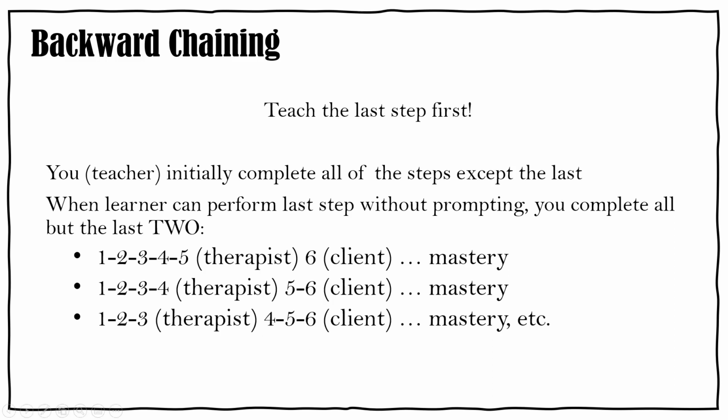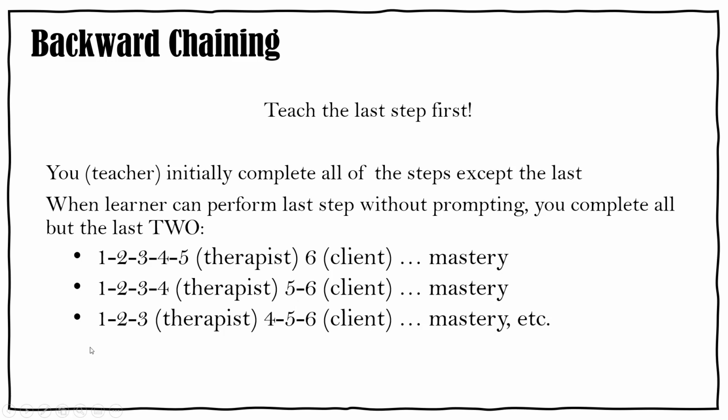So if your learner is learning 1, 2, 3, 4, 5, 6, how to put that sequence together, then you as a therapist would prompt 1, 2, 3, 4, 5, and then you would start to teach 6, and you would fade that out until the client says 6 on their own and makes that independent response. And then you're going to go to the second to last step. So you're going to prompt 1, 2, 3, 4, and then start fading the prompt out for 5 until the client can say 5, 6.